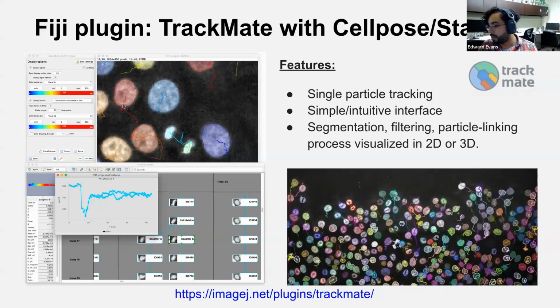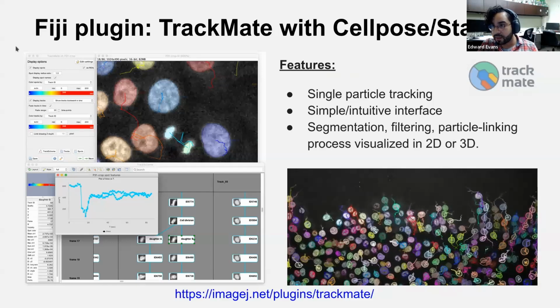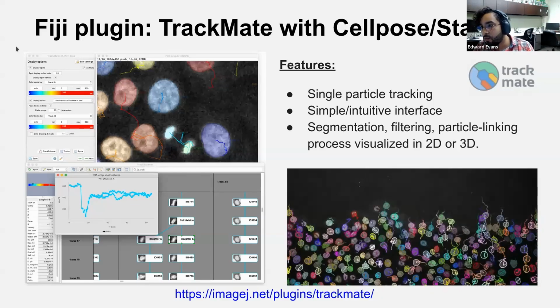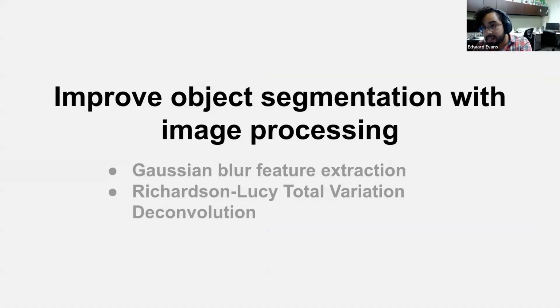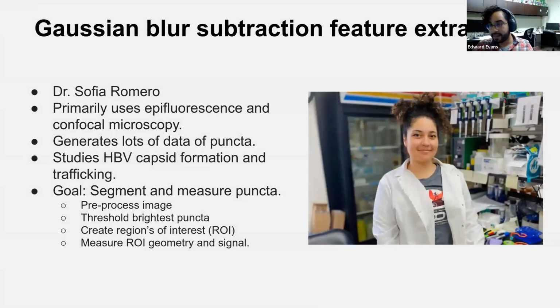No questions yet. Cool. So let's move into what kind of image processing you might want to do to help your segmenting. In both of these examples here, we're going to do a Gaussian blur, feature extraction or subtraction or something like that. I'm not quite sure what to call it. And a Richardson-Lucy total variation deconvolution. Now, both of these have scripts. So from this, you'll be able to walk away with scripts that you can put in Fiji and run on any kind of data that you guys have and play with it, okay? So as sample data, just to get this concept through, we're going to do a Gaussian blur subtraction on some data that Sophia Romero gave to me.